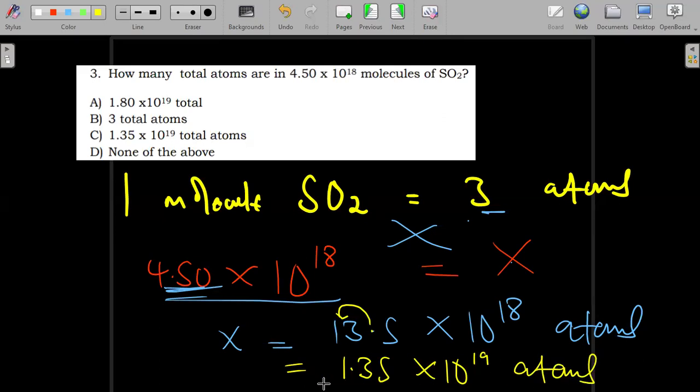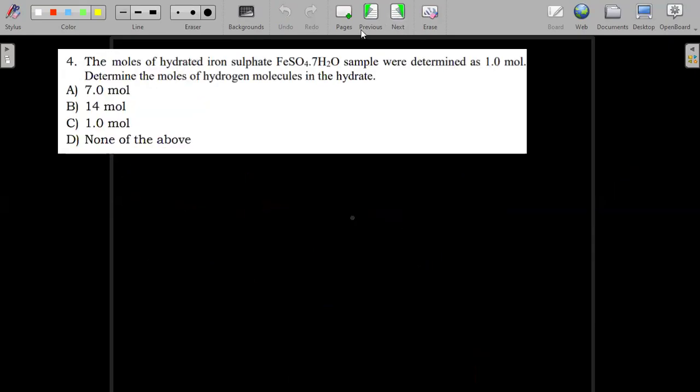So you look for an answer that has this. When you come here, you're just going to find it on C there. So you pick C as your best answer there. All right, and then let's go to the next question.